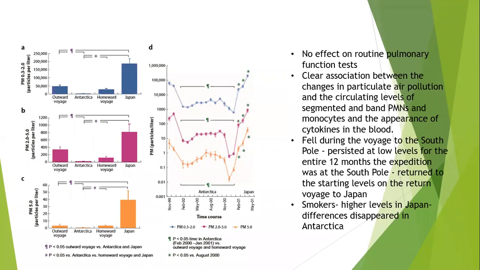The interesting thing that they found was in smokers, obviously you would expect a higher level of all these things, because irrespective of the air pollution, smokers continue to smoke, so they have particulate material in their respiratory system. So you would expect their baseline levels to be higher, and they were higher as long as they were in Japan. But when they went to Antarctica, the difference between the smokers and non-smokers disappeared. So, next slide.